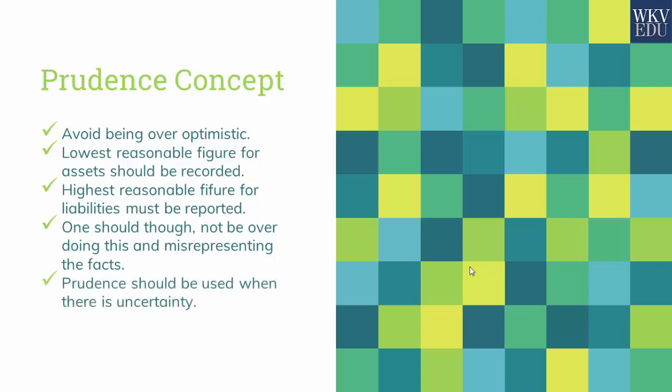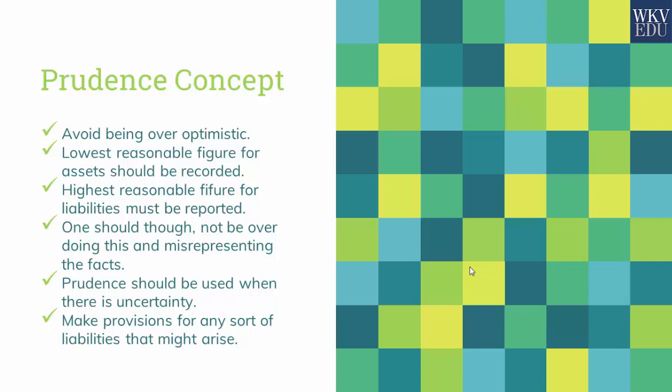Prudence should be used only when there is uncertainty. If you're 100% certain about your income or about the liabilities, then stick to those figures. Don't change them in order to become over prudent. Fine. One should make provisions for any sort of liabilities that might arise according to the kind of business we are in.